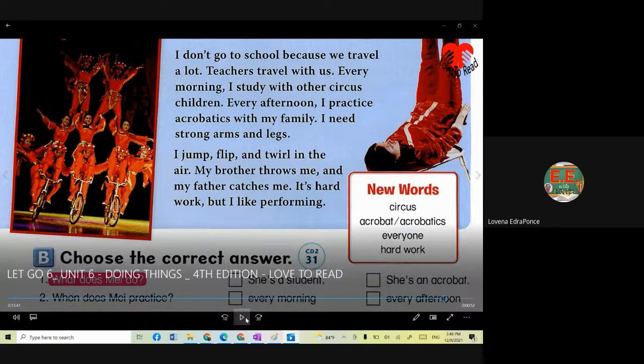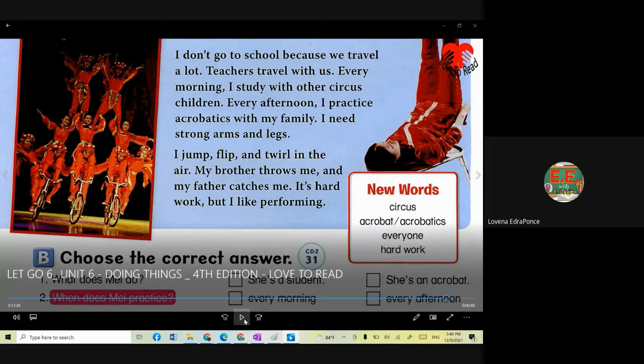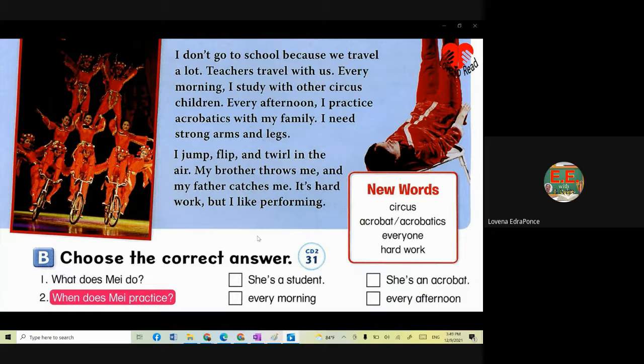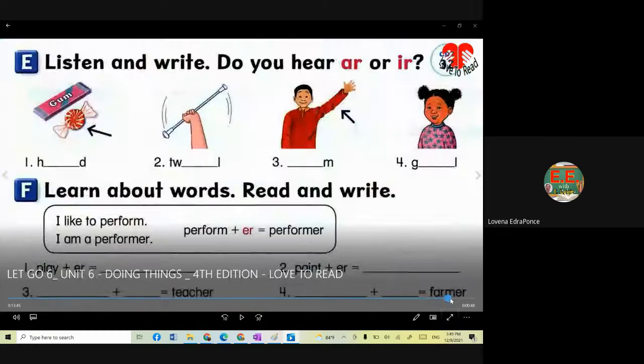Number 2. When does May practice? Okay, it says there, in the morning, May studies with the other circus children. But in the afternoon, they practice acrobatics with their family. So do this one, answer in your book, and let's move to our phonics.